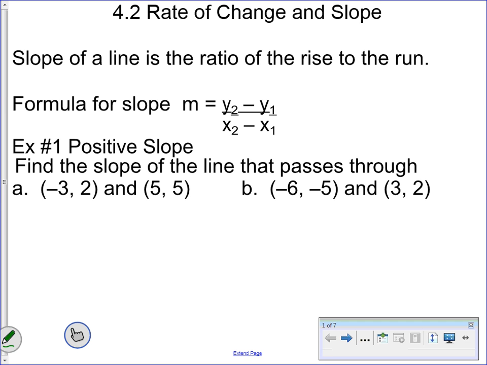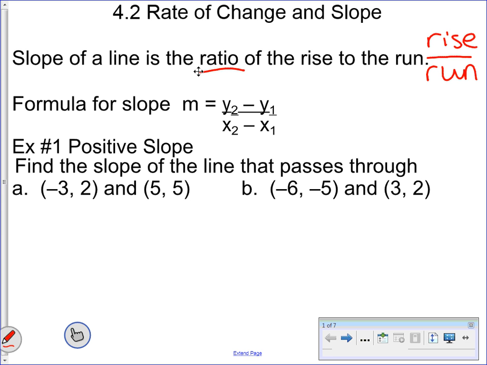Slope and rate of change. Slope is a ratio, and a ratio is a fraction of rise over run. How much a graph goes up with how much a graph goes over, left and right. Now there's a formula for finding slope. It's y2 minus y1 over x2 minus x1.